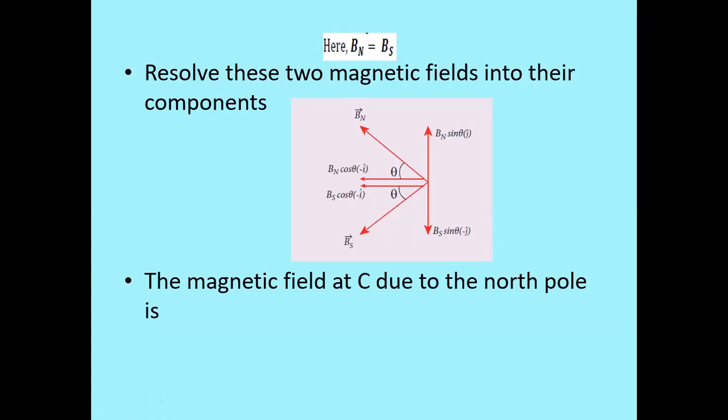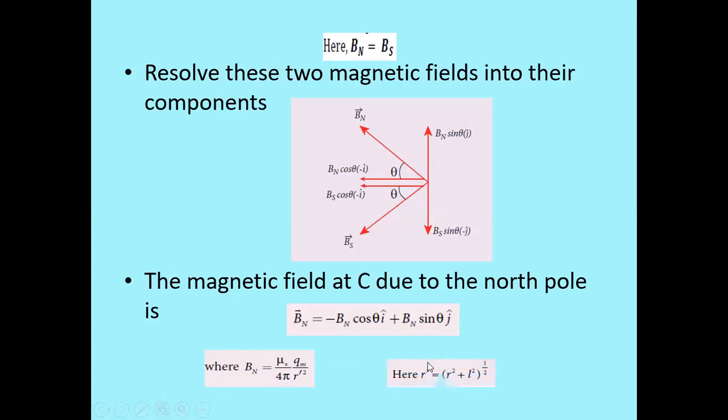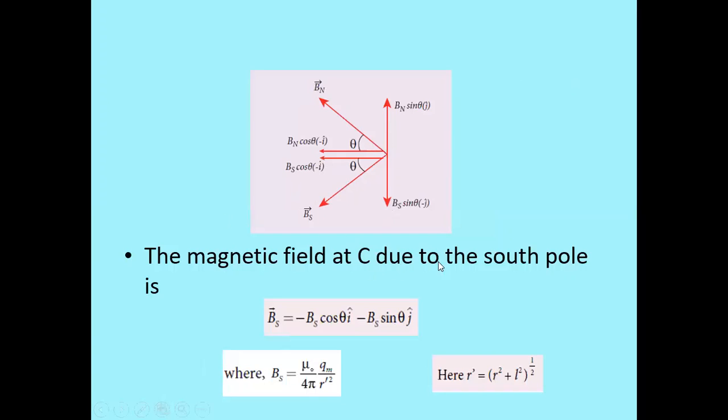Now the magnetic field at C due to the north pole can be written as the horizontal component plus the vertical component. So it is minus Bn cos theta into i vector plus Bn sin theta into j vector, where Bn is equal to mu 0 by 4 pi Qm by R dash square. And R dash, according to the diagram, is equal to R square plus L square the whole raised to 1 by 2.